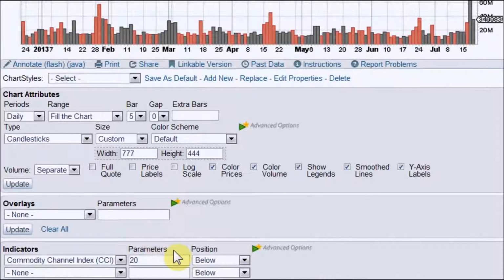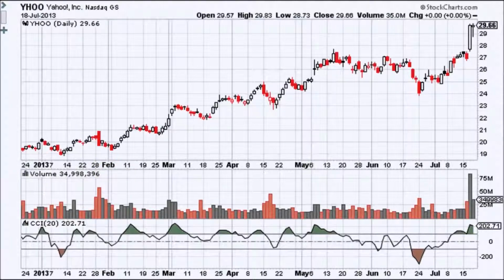A setting of 30 will give smoother lines. A setting of 10 will give very jagged lines, a lot of whipsaw, and also a lot of false signals. So let's go ahead and click Update and take a look at it. This right here is the CCI set at a period of 20 with a reading of 202.71.